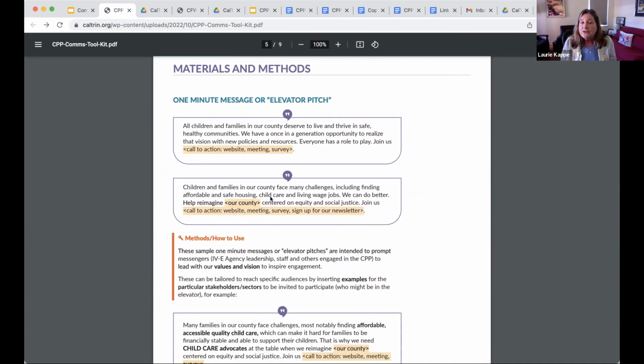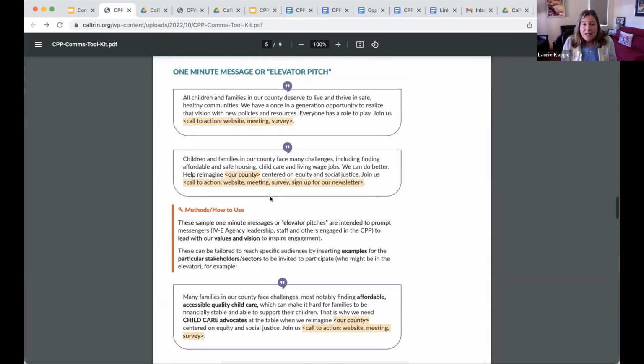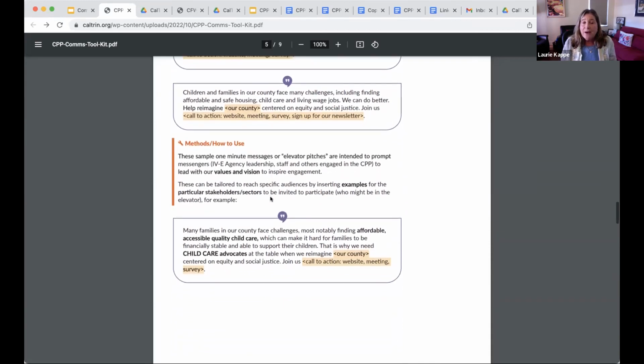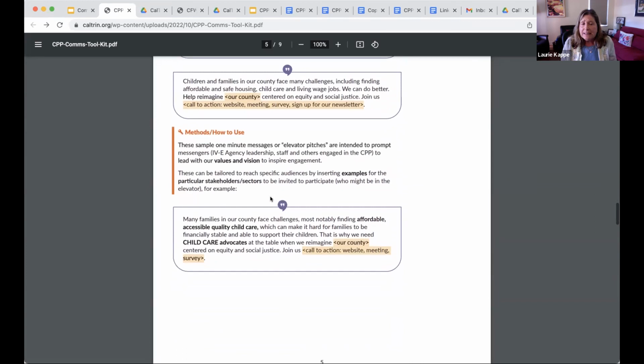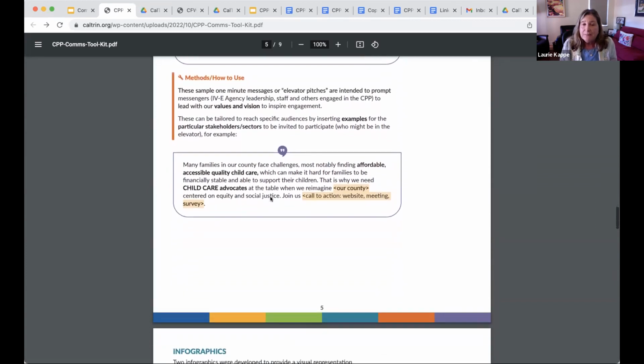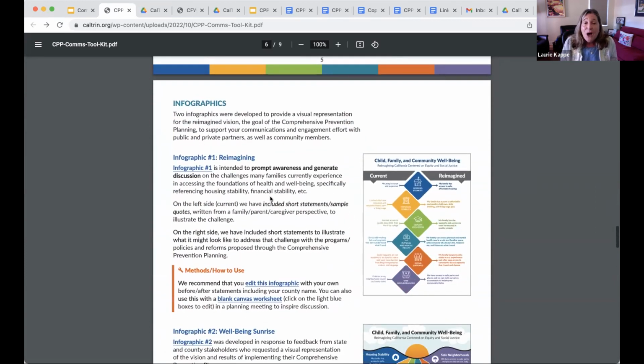All the children deserve to live and thrive in safe, healthy communities. We've got this once in a generation opportunity. You've got a role to play. And if you are in my elevator and you happen to be a preschool teacher, you can insert something that would make sense to them. So then the methods or how to use this, like what I just said, actually, so keep going. I gave the same example.